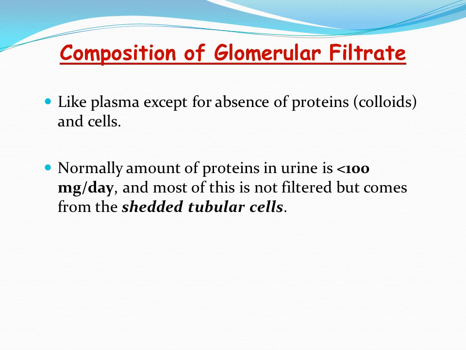Even though plasma proteins are not filtered, the final urine that is excreted contains a certain amount of protein, normally less than 100 milligram per day. But the protein found in the urine is not plasma protein; it is basically shed tubular cells, so they are not plasma proteins. So that makes it clear.